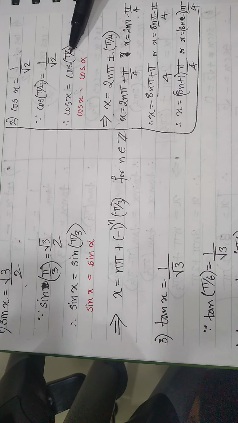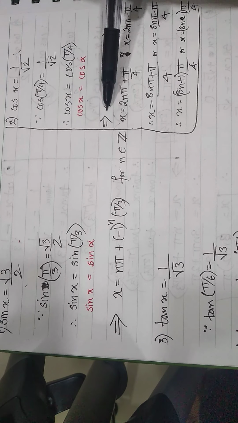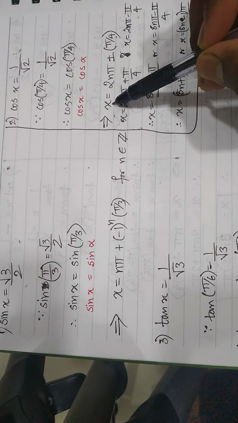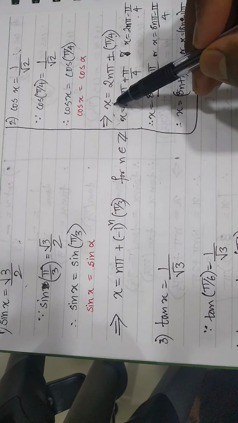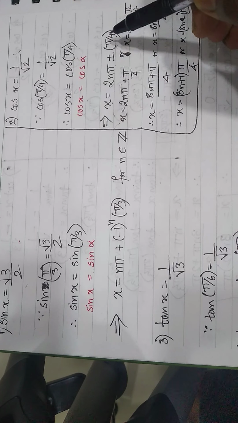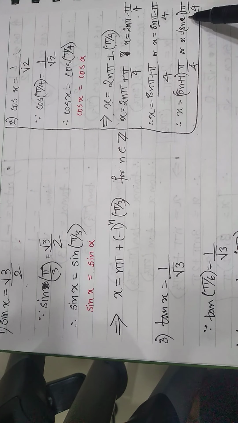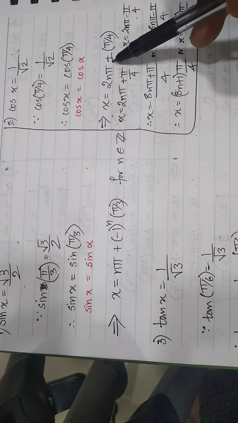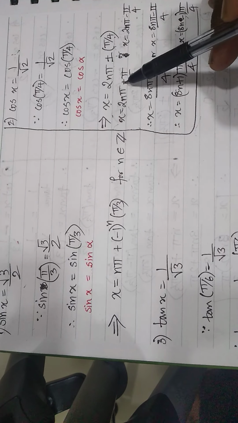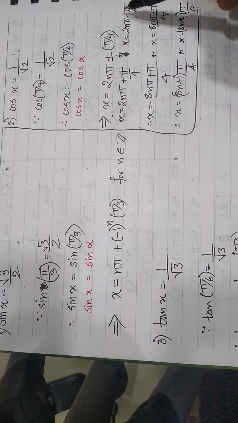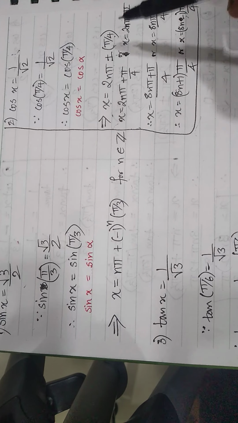So pi by 4 is alpha in our case, and we take this general solution from our equation: x equal to 2n pi plus or minus pi by 4. You can go ahead and write it in this form. You can also simplify. Since you have plus or minus, you take the plus part and the minus part separately and solve it out.